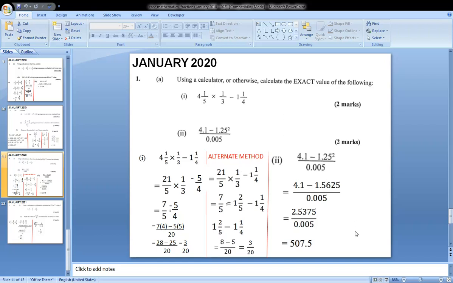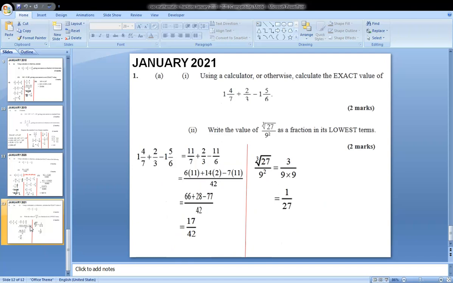Our final part says 4.1 taken away from 1.25 squared, divided by 0.005. So we know 1.25 squared is 1.5625. So when we take that from 4.1, we got 2.5375. We divide that by 0.005, and we got 507.5. Let's take our final question, 2021 January.